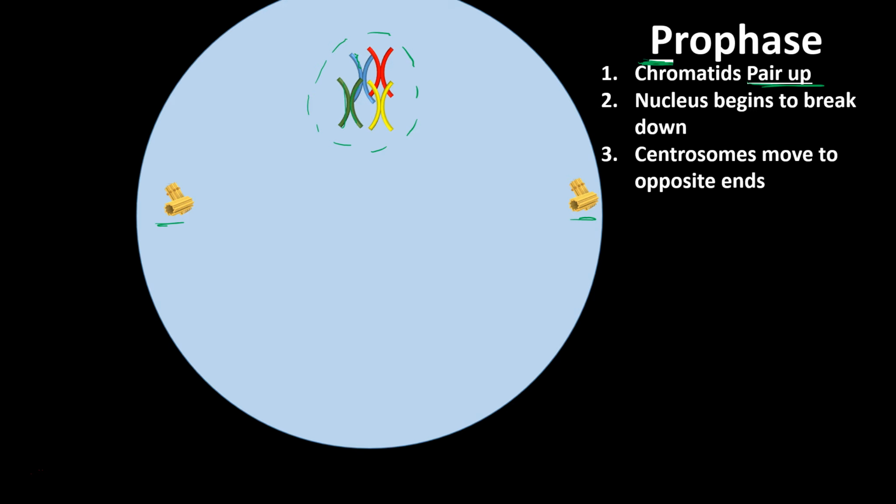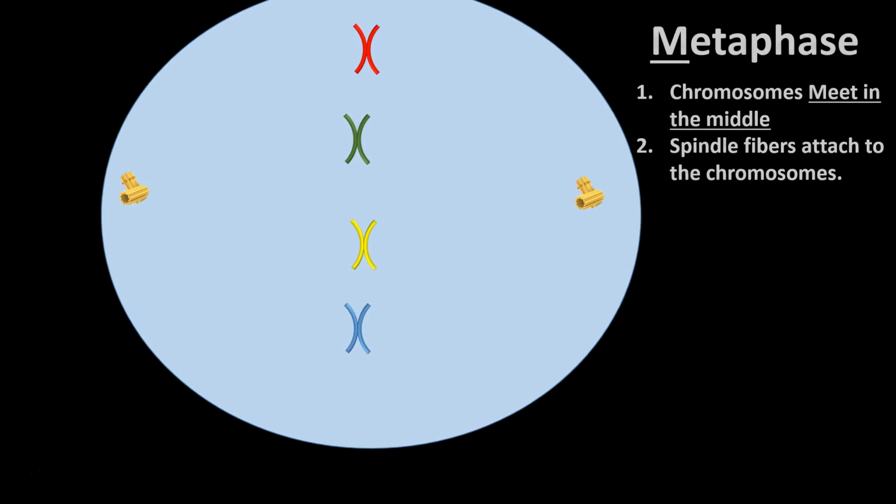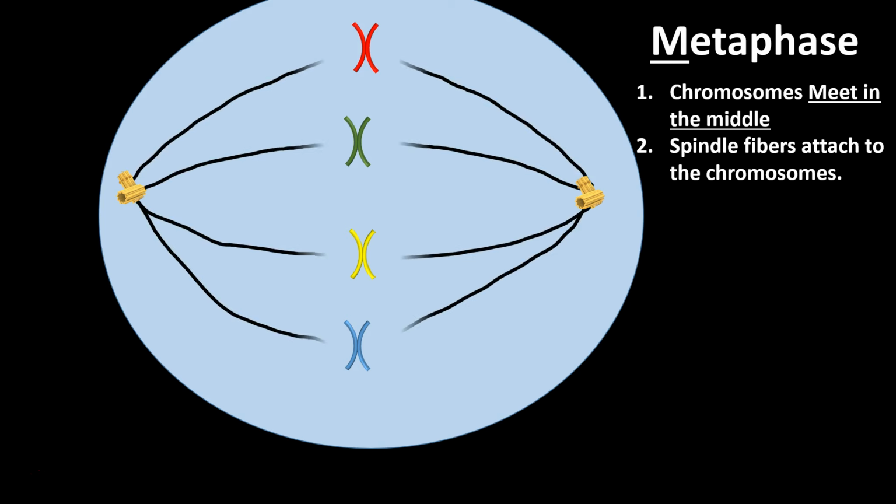Okay. Next, we go to metaphase. The M in metaphase, I think of meet in the middle. Okay, so all those chromosomes, they line up in the middle, and those centrosomes, they send out what's called spindle fibers. Those spindle fibers attach to the chromosomes. Okay, and remember, this is still considered 1 chromosome, but there's 2 copies attached.